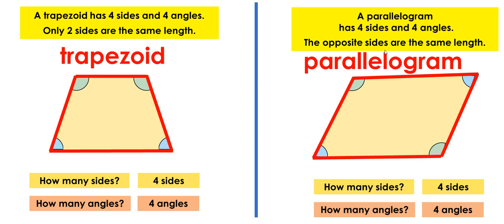The opposite sides are the same length. That means that this side and this side are opposite to each other and they are the same length. This side and this side are opposites and they have the same length.